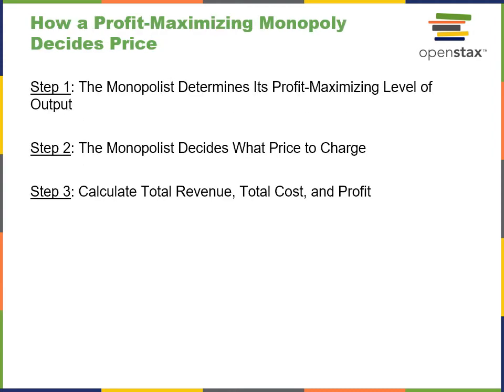Okay, here are some steps to follow if you are working for a firm that has a monopoly market. Step 1, you as a monopolist would determine your profit maximizing level of output. That would be essentially where the marginal revenue equals the marginal cost. You then decide what price to charge at that profit maximizing level. Then you calculate the total revenue, the total cost, and the profit.